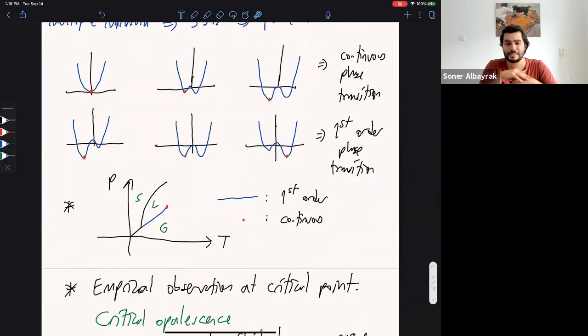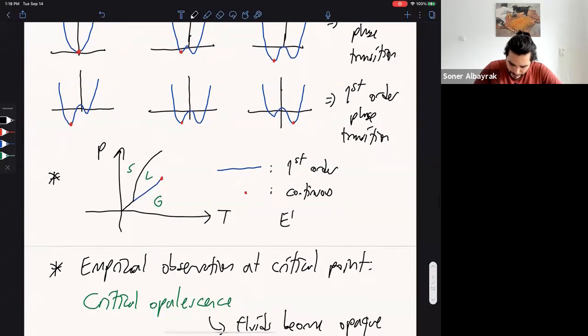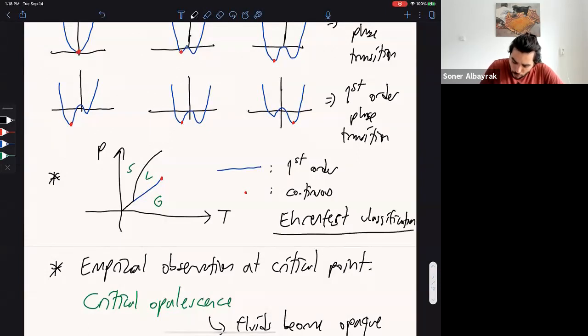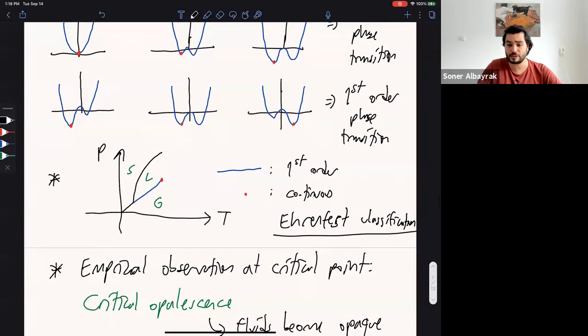Now, there is something called the Ehrenfest classification. I didn't talk about this yesterday. Ehrenfest classification classifies all phase transitions as first order, second order, third order, etc. This is outdated. It's not the modern way. The way it does it, it says some phase transition is nth order if the nth derivative of the free energy has a discontinuity. So this is how it classifies.